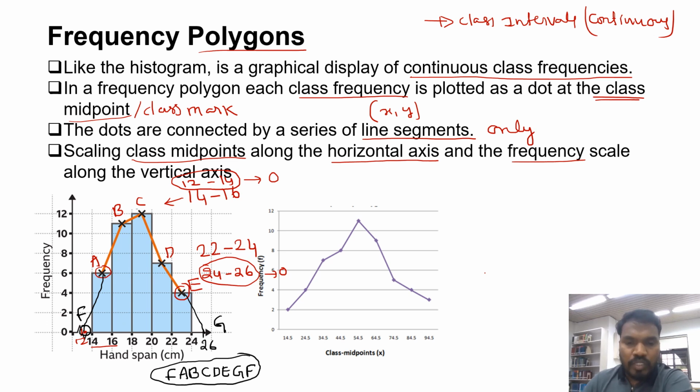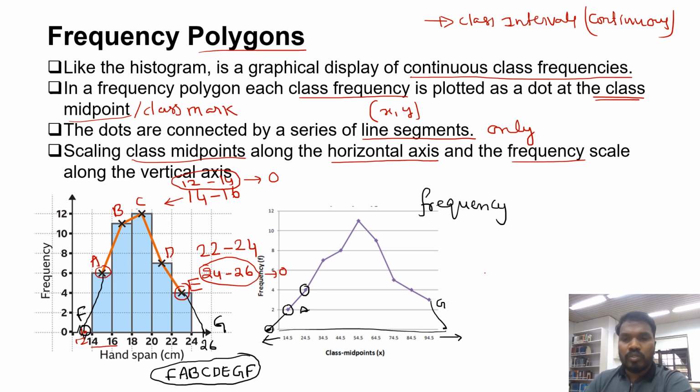Similarly here also, we have drawn only till A, right? Let's say F and G are the starting point and end point. So I want to make it closed. So what I will do, here it is 14.5, right? You just take the class interval just before this one and just after the last one, with the frequency 0, right? Then if you join here, it would look like this. So then it is your closed figure, so therefore it is a frequency polygon.